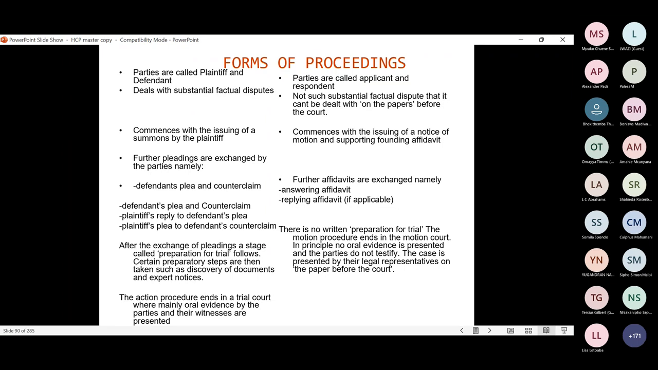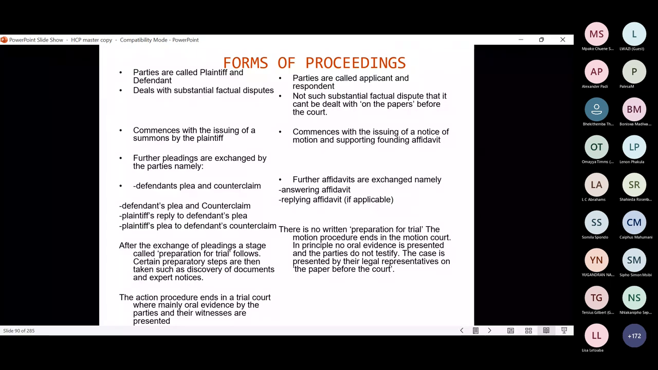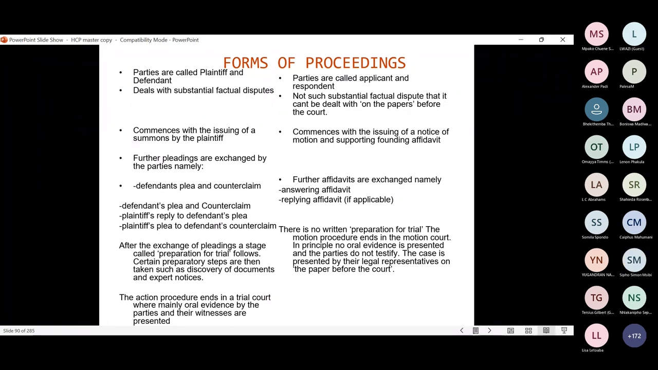So I don't know what the specifics are of that case that you are referring to, but the court can in certain cases order that the matter be converted, usually from application to action, because the parties may have chosen the wrong procedure. Okay. The court can, that is one of the options that the court can do. But we'll go into more detail with that when I get there.